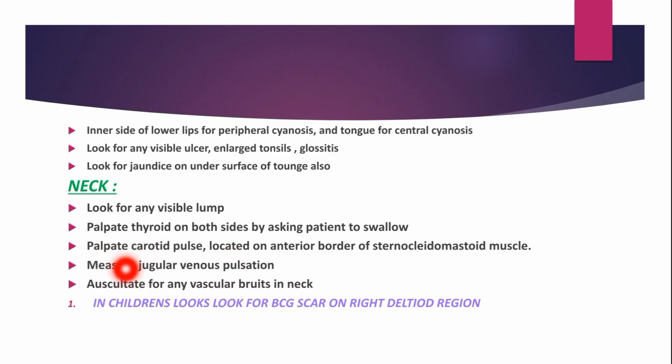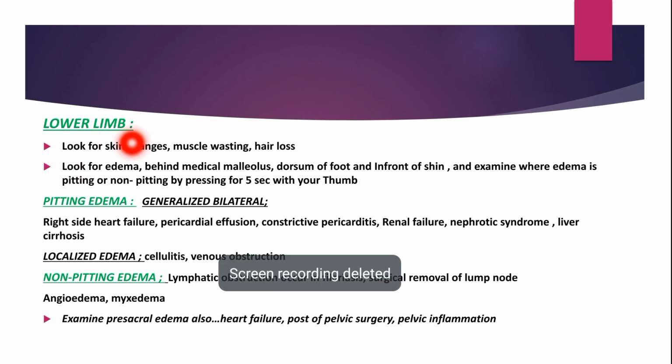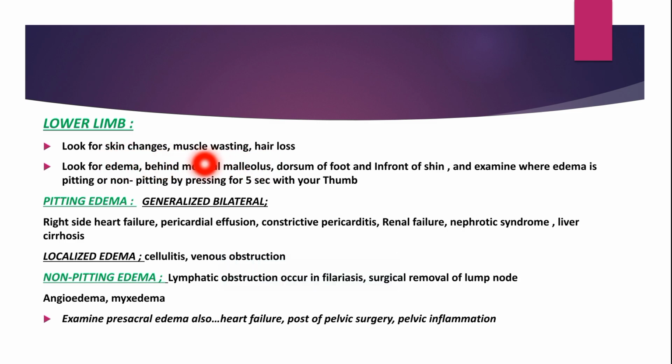Also measure the jugular venous pulsation, and similarly also auscultate the neck for any vascular bruit, which is seen in vascular lesions. In children, look for the BCG scar on the right deltoid muscle. The next one is the changes in the lower limb. So in the lower limb, look for the skin changes, muscle wasting, and the hair loss.